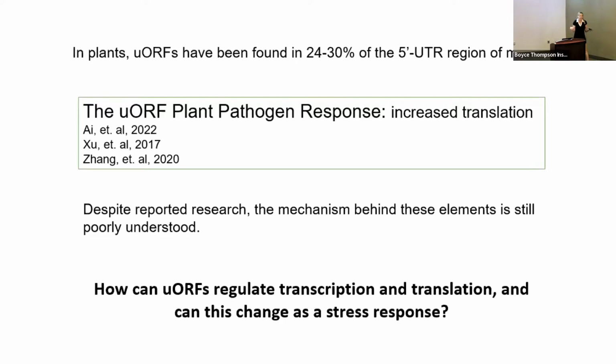So a possible explanation for this is that perhaps the stress conditions are changing the translational start site, thereby rendering the uORF inactive. So instead of a typical downregulation of protein, it's upregulated because there is no longer the uORF being involved in the transcript. But despite all of this research that has taken place in mostly the past 5 years, these mechanisms are very poorly understood, which is why I seek to figure out how uORFs can regulate transcription and translation, and can this change as a stress response.